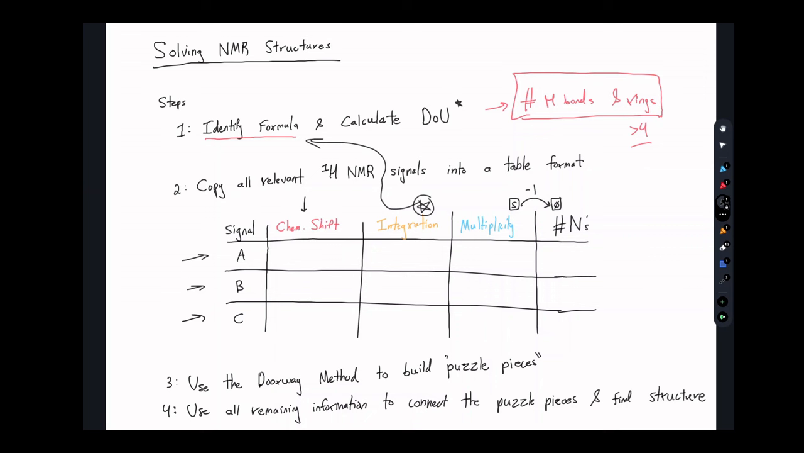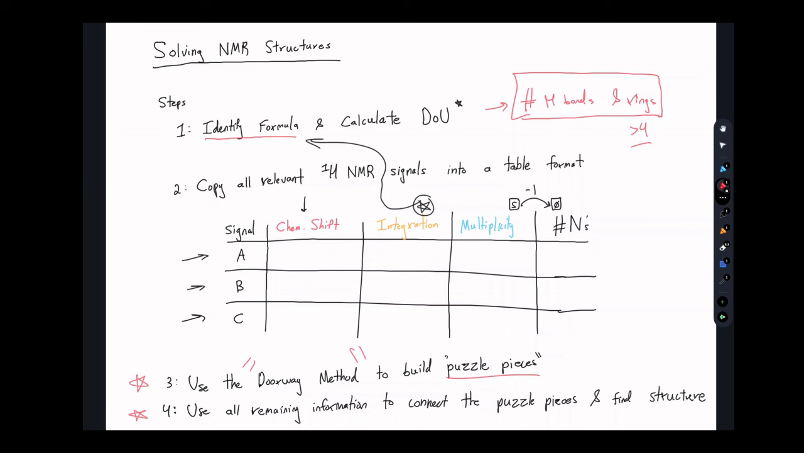Then, very nebulously, we're going to use the doorway method to build puzzle pieces. I'll talk about what that means. I like to call them puzzle pieces, but you may have heard this referred to as fragments of the molecule. And then, finally, use all the remaining information to connect the puzzle pieces and find the complete structure.